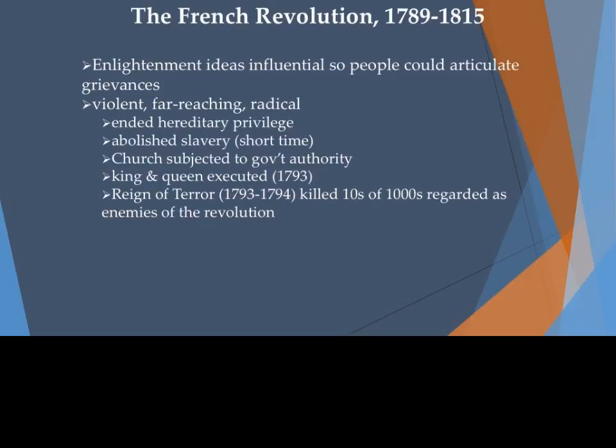The French Revolution was violent, far-reaching, and significantly more radical than the American Revolution. It ended hereditary privilege, abolished slavery, at least for a short time. The church was subjected to government authority. At one point, they got rid of Christianity. The king and queen were executed in 1793. The Terror, which lasted from 1793 to 1794, killed tens of thousands of people that were regarded as enemies of the revolution.